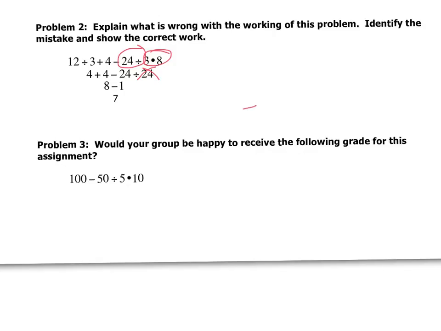Negative 56. Is that consensus? Okay, good. All right, problem 3. Would your group be happy to receive the following grade for this assignment? Let me work out 2 different problems here. Again, the golden rule.